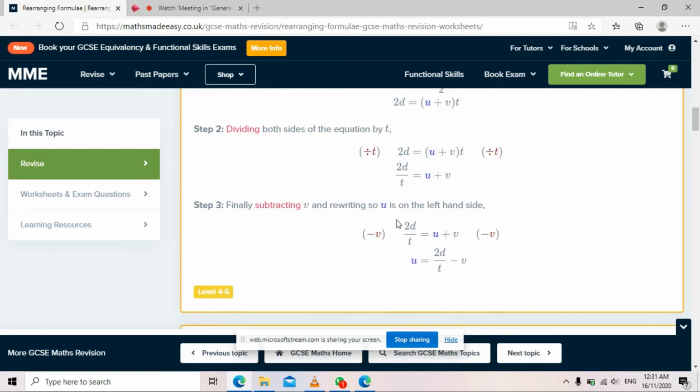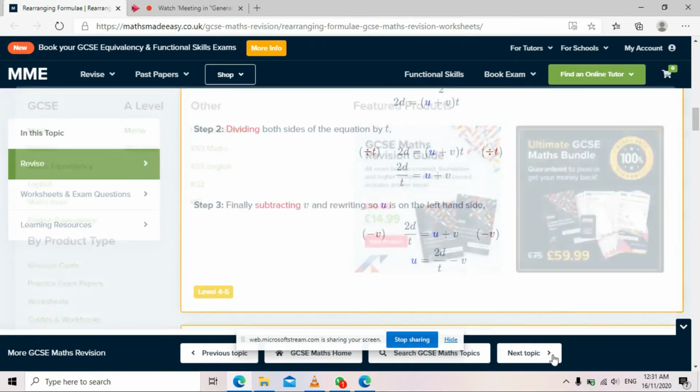Next, and the last, as we want to make U the single subject, we will take this V to the other side, so it will be minus after we change it. And the last is, it will be like this: U is equals to 2D over T minus V. That's all.